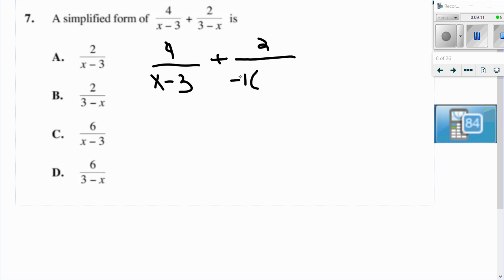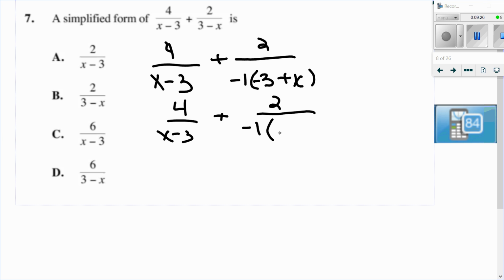So 3 divided by negative 1 is negative 3. Negative x divided by negative 1 is positive x. So I can actually just write it like this, plus 2 over negative 1 times negative 3 plus x, which is the same as x minus 3. Okay, so now the denominators are the same.